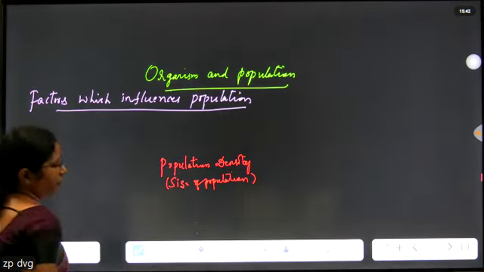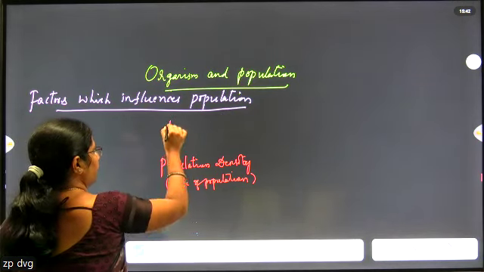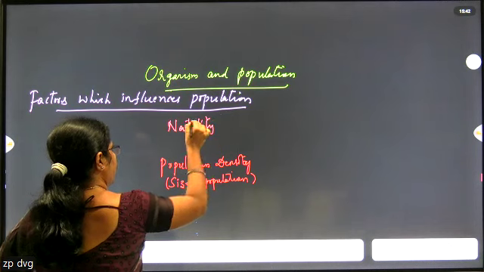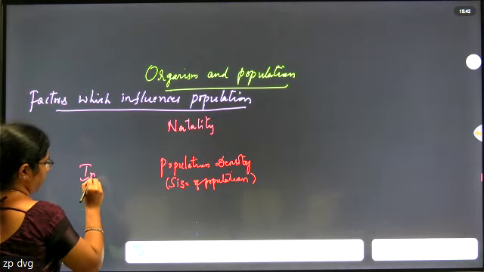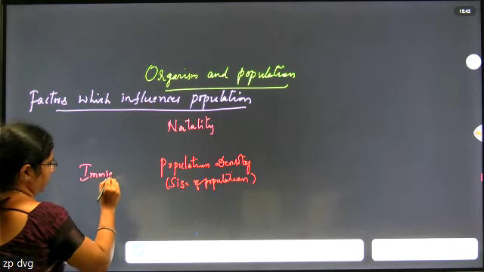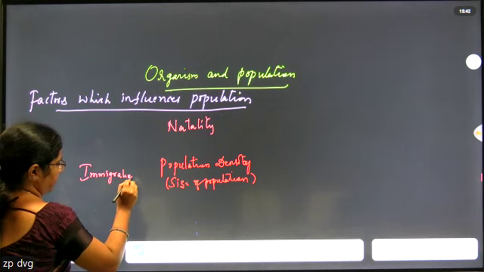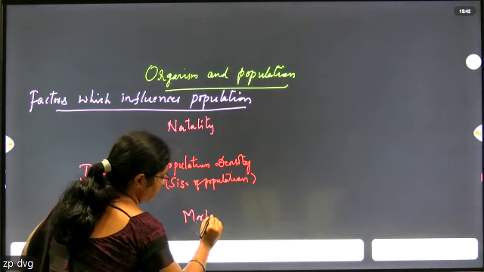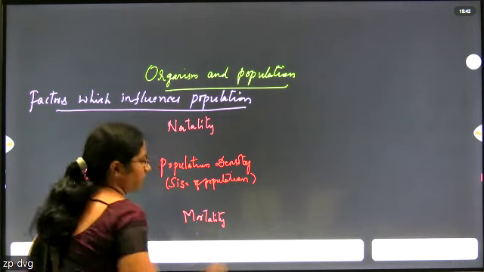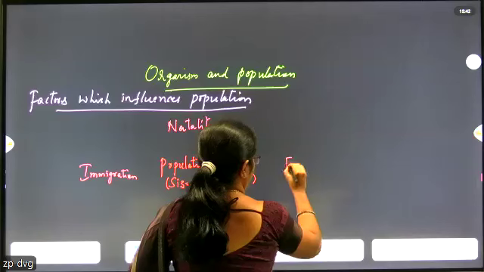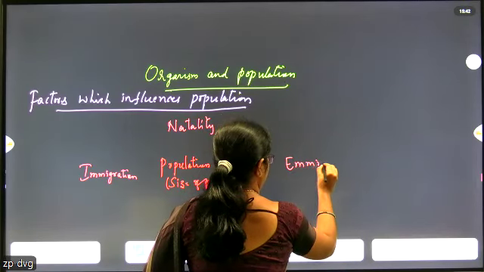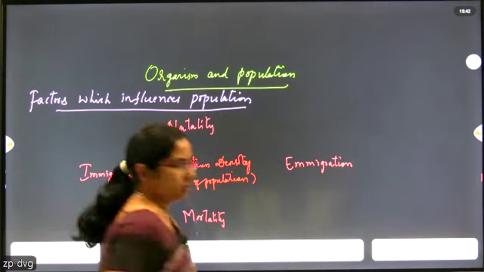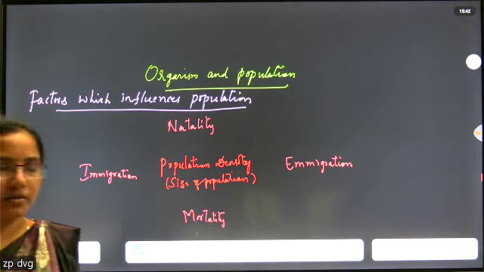So there are four factors. One is natality, immigration, mortality, and emigration. So these are the four factors which always influence the population.